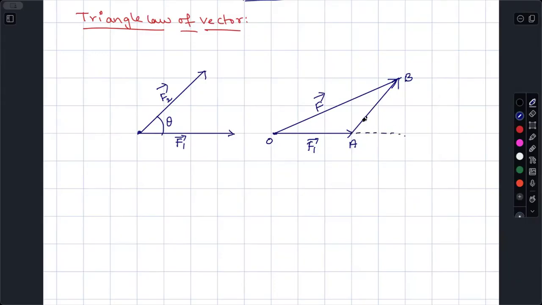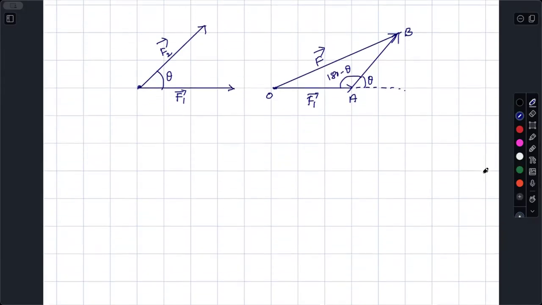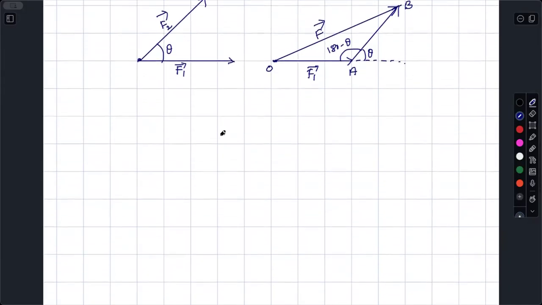Remember here, you will take up this angle as theta. You will take up this angle as theta. And this one will become 180 minus theta. Right. Remember, there are some simple geometry rules that you need to know. I'll just give you that.